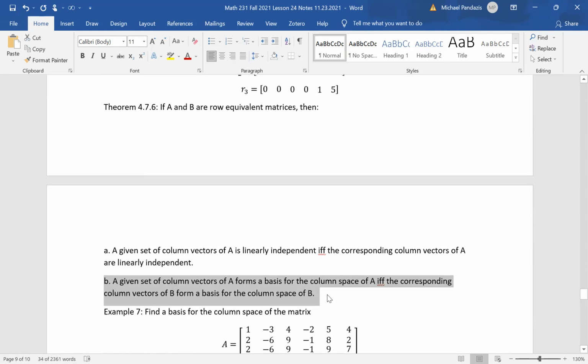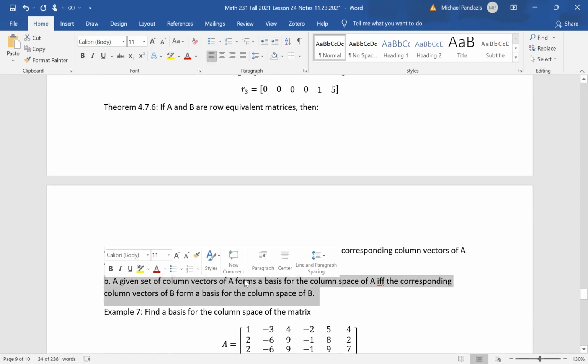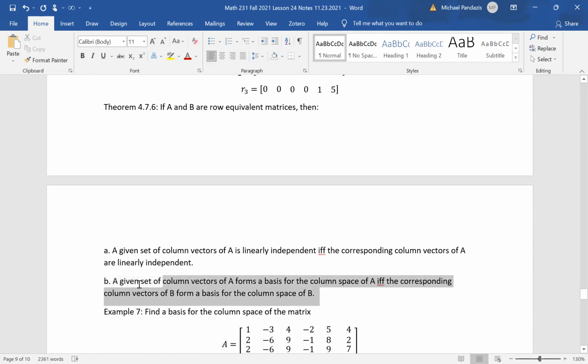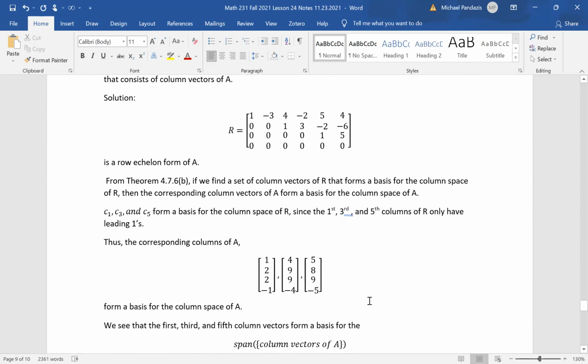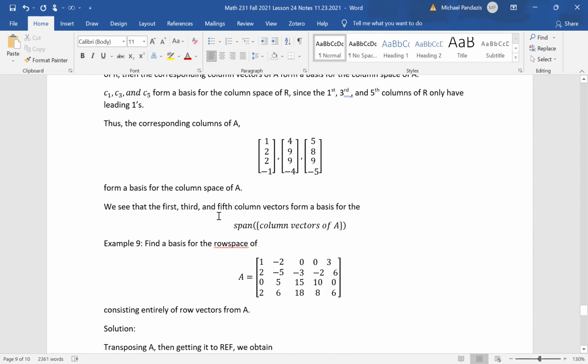Theorem 4.7.6 part B. A given set of column vectors of A forms a basis for the column space of A if and only if the corresponding column vectors of B form a basis for the column space of B. Okay, so we see that the first, third, and fifth column vectors form a basis for the span of the column vectors of A.